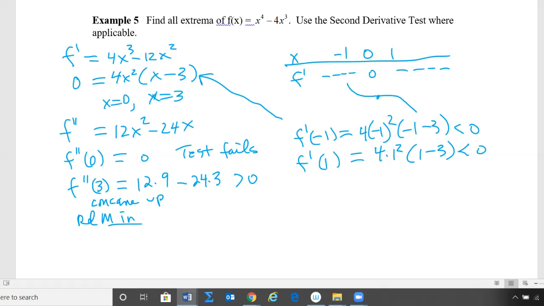So we have it figured that we have a relative minimum at 3. And if we put that in, let's see, I won't even put it in. f of 3 is your relative minimum. Okay, and that's it. We don't have any other extrema for this graph.